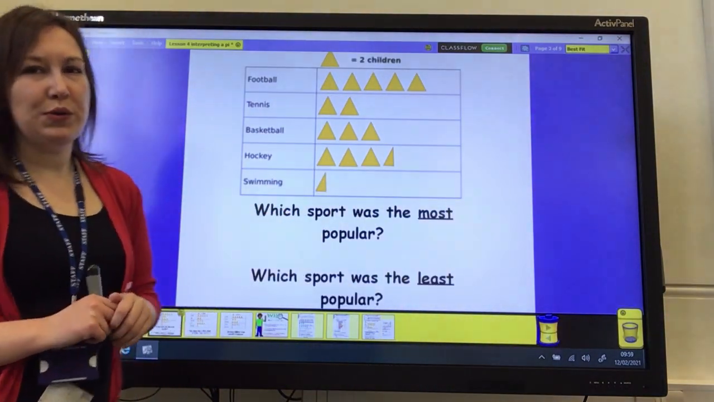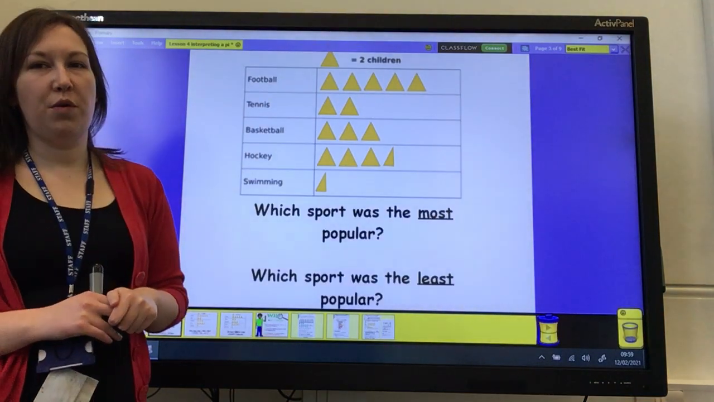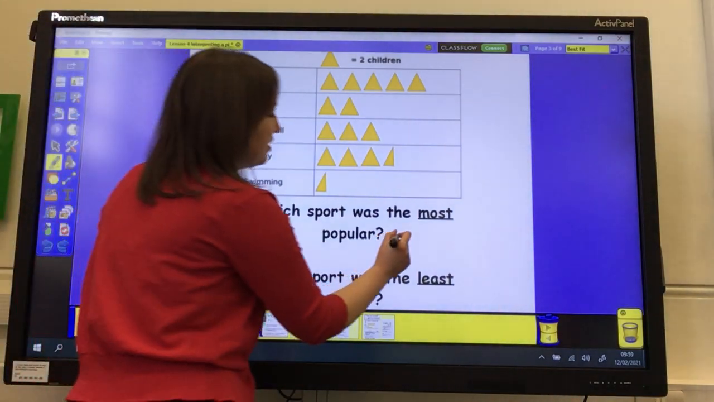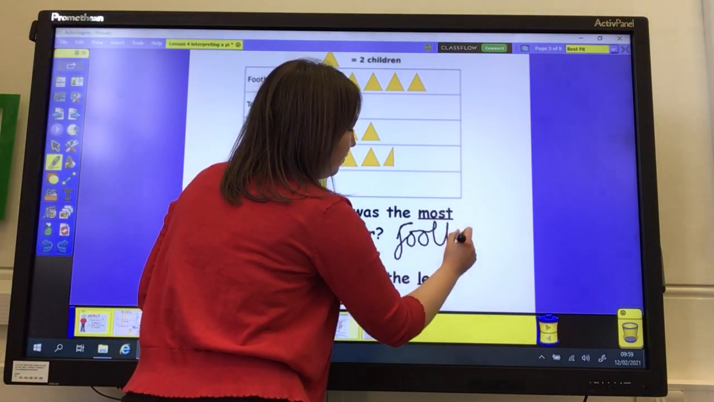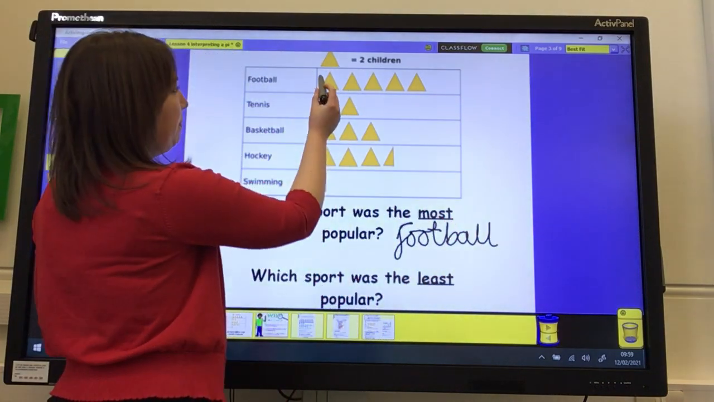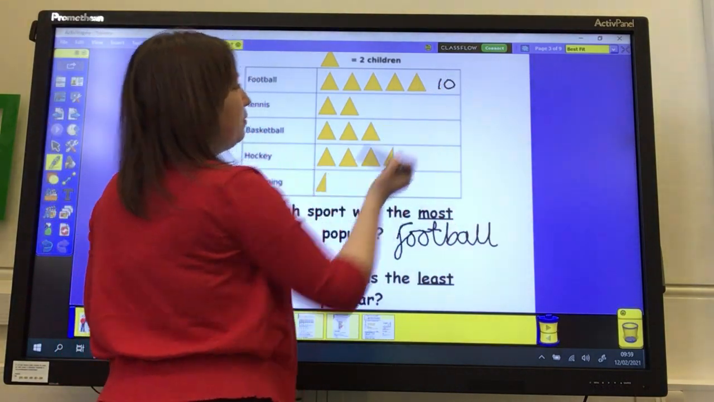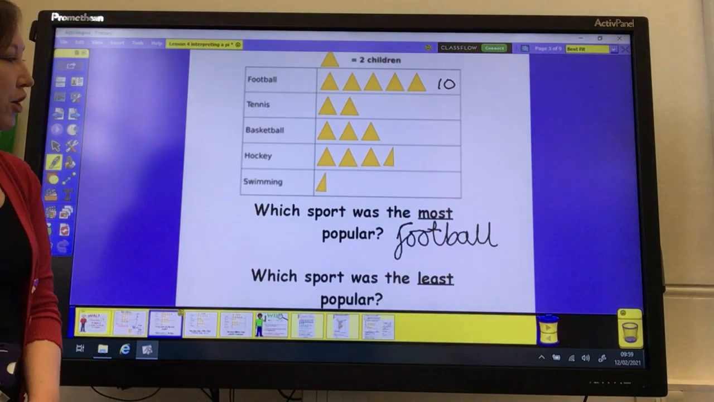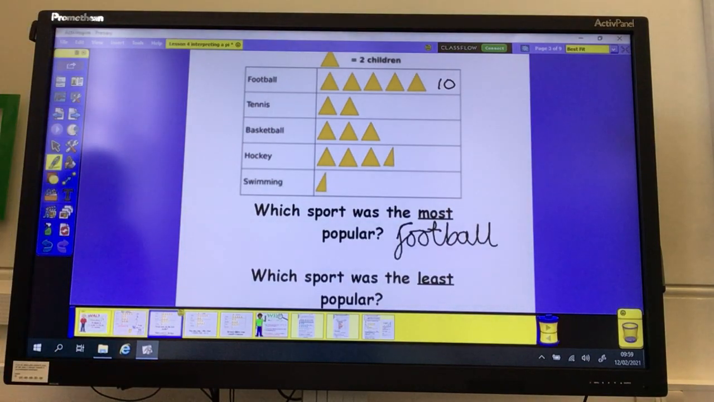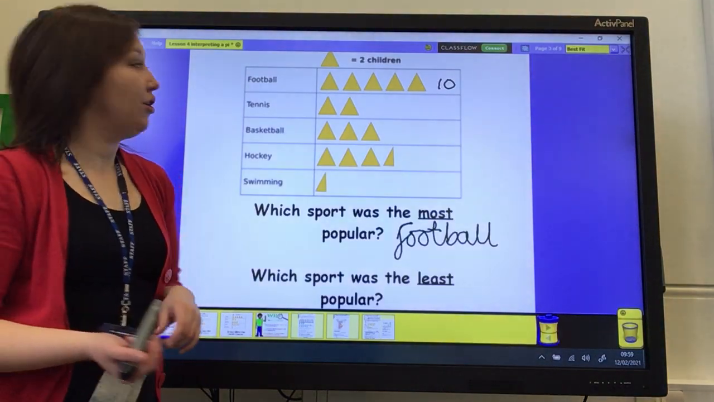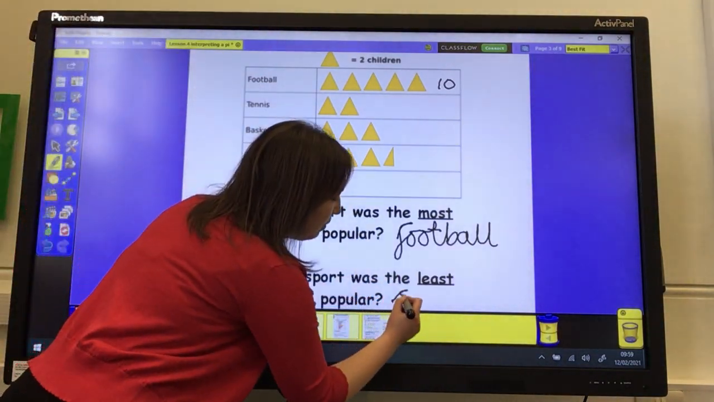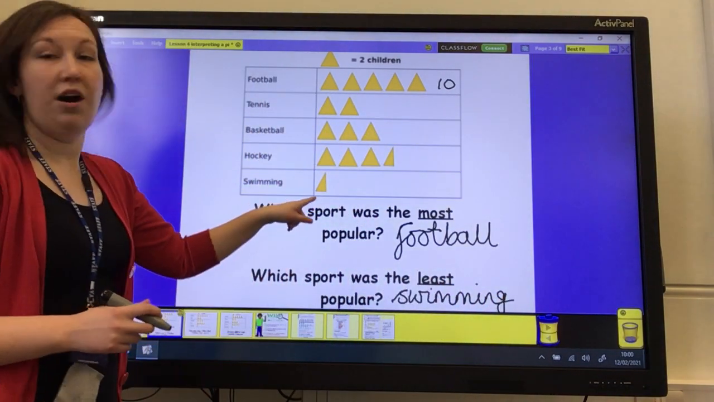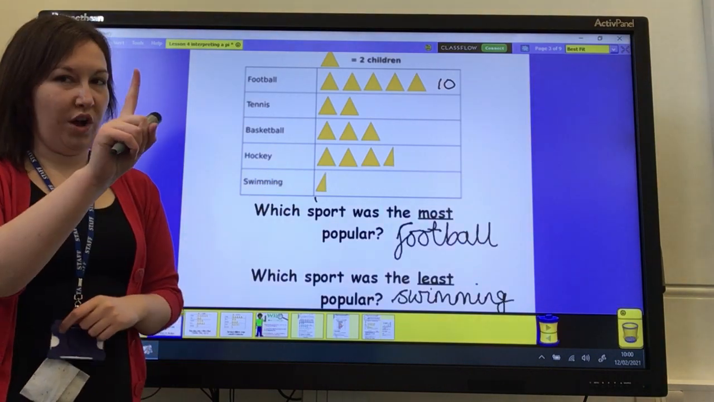Which sport was the most popular? Pause the video while you work out the answer. Okay, well done if you said football, because remember, we had 2, 4, 6, 8, 10 people who chose football. And which sport was the least popular? Pause the video while you work out the answer. Well done if you correctly said swimming, because remember, only 1 person chose swimming. It's not half a person. That half a triangle means 1.